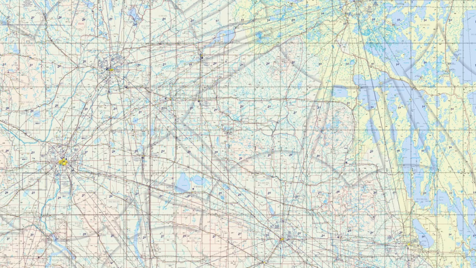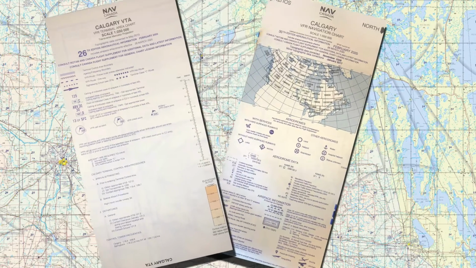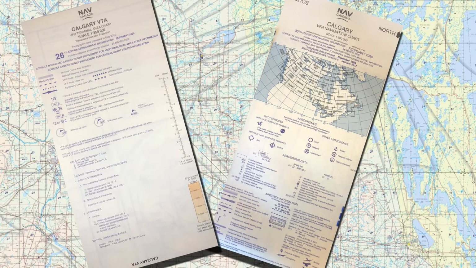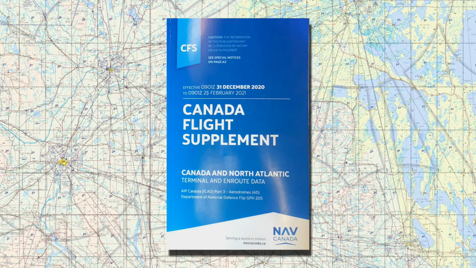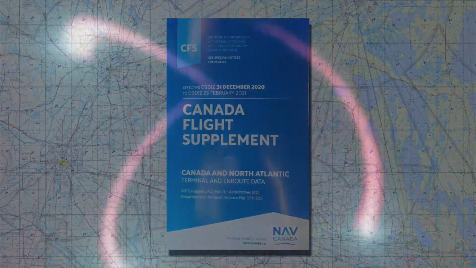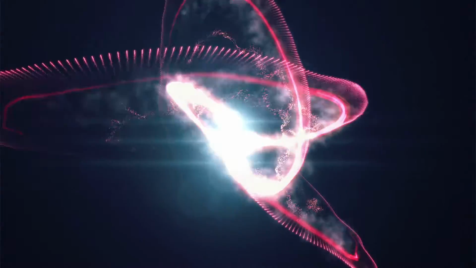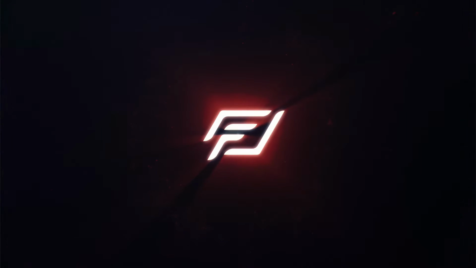Take some time to really familiarize yourself with the chart legends. Challenge yourself to find features on the chart that you see in the legend. Pay particular attention to the area around your home airport so that you can become familiar with the landscape and features you will see when flying. I encourage you to do the same thing with the CFS. Take a look at the legend and see what information is contained within, and get comfortable with knowing where to find the information that you might need.